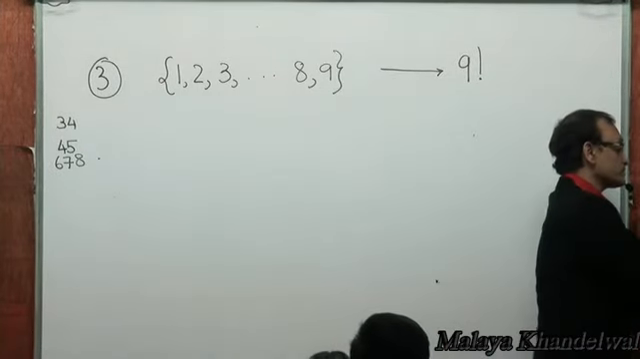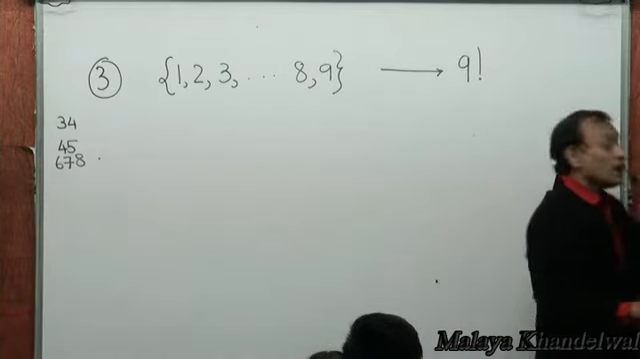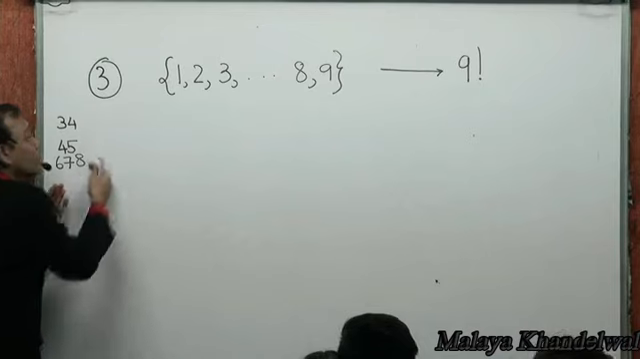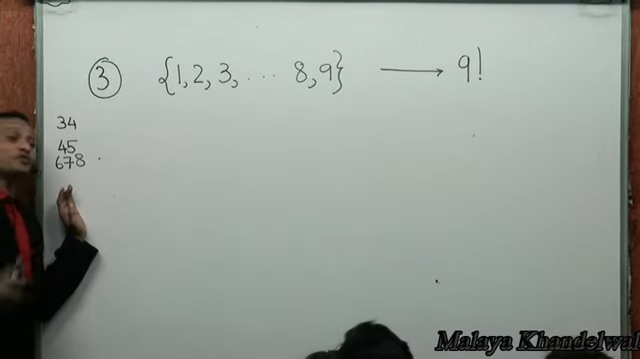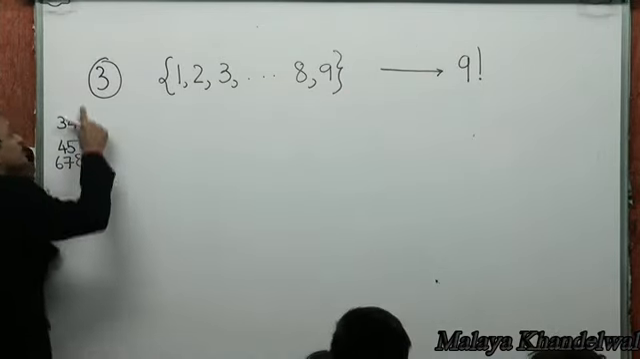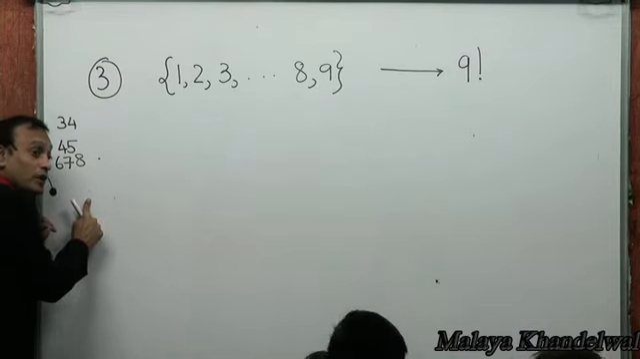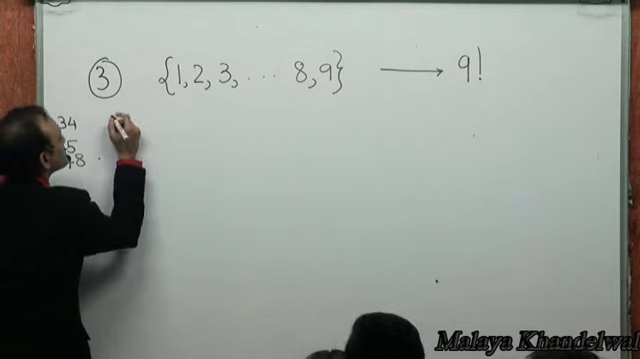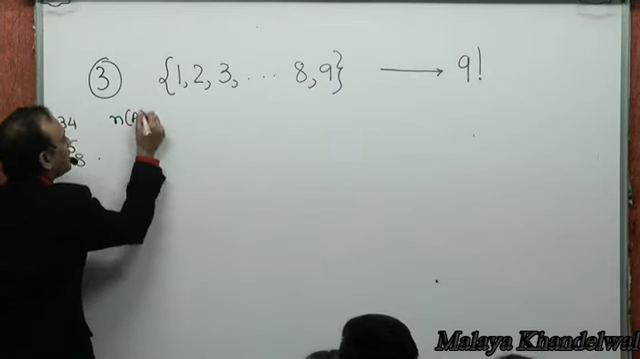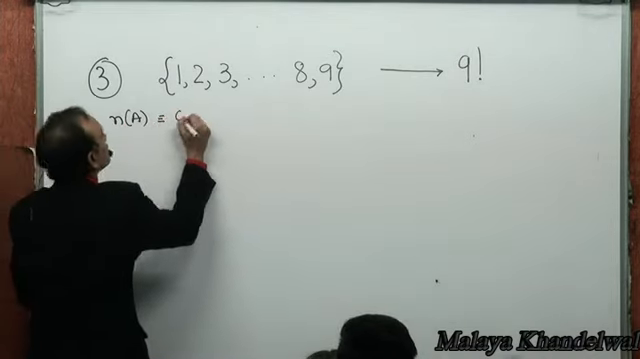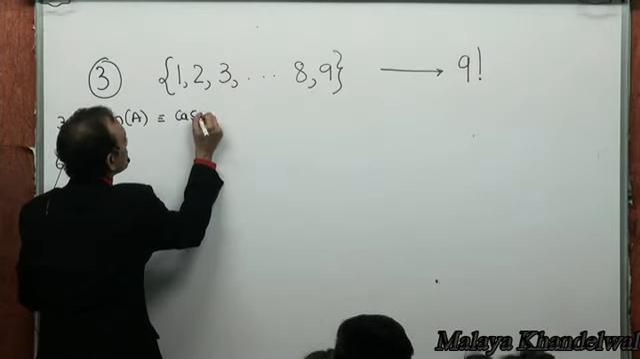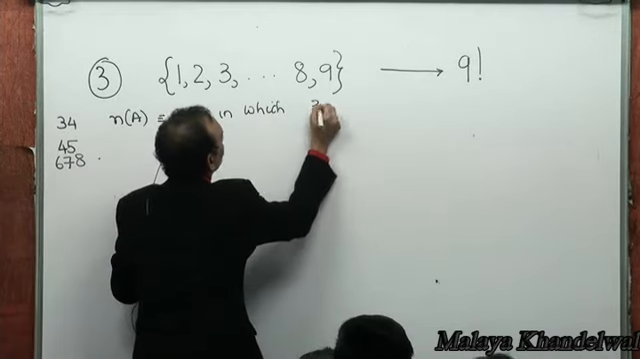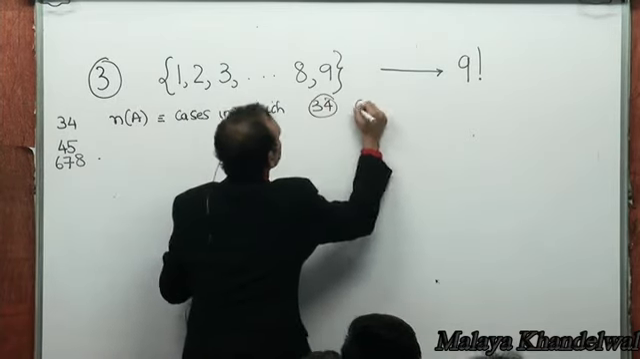So what I do is, I find those cases in which at least one of them comes. Then from 9 factorial, I remove those cases in which at least one of them appears as a block. Then I get the required count. So NA means cases in which 3, 4 comes as a block.